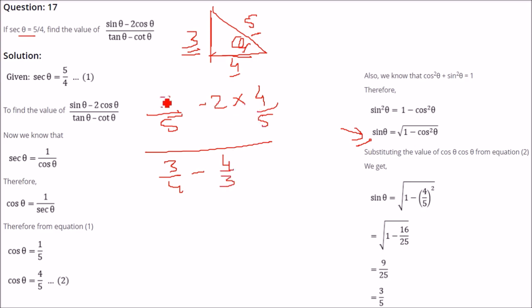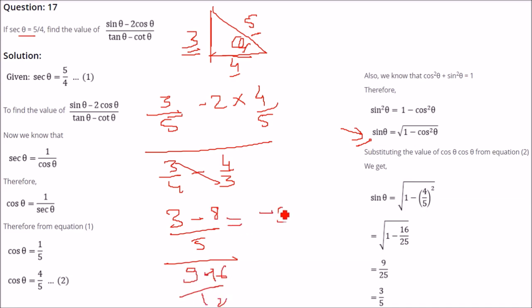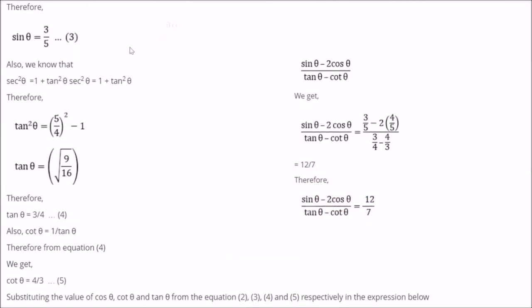Right? What do you get? 3 minus 8 by 5 here. Here you get 3 is a 9, minus 4 is a 16 by 12. So here you get minus 5 by 5. Here you get minus 9 minus 16 is 7 by 12. Minus cancel. This is 1. This goes up till 12 by 7.